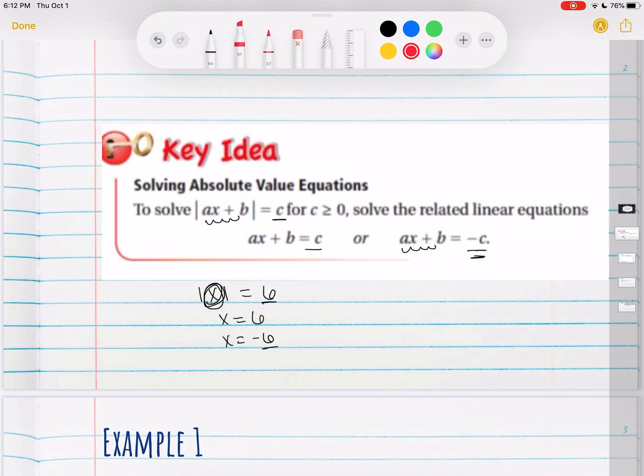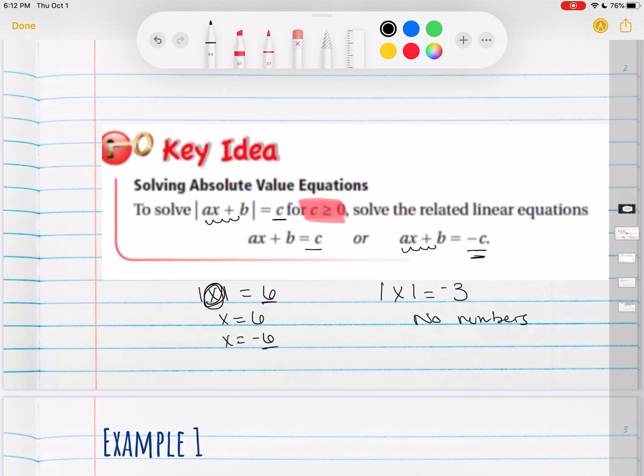Now, before we continue, the next thing we'll talk about is this. Why does it say for c greater than or equal to 0? Well, we're going to find out. Again, let's set up another simple equation. So what if the absolute value of x is equal to negative 3? Well, what numbers have an absolute value of negative 3? No numbers do, right? Because no numbers can be negative 3 away from 0. That's our definition of absolute value, the distance away from 0.